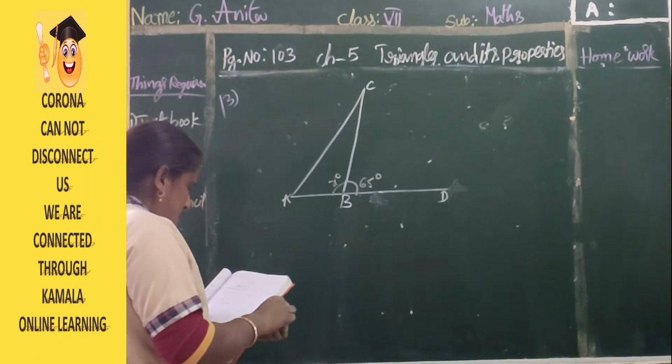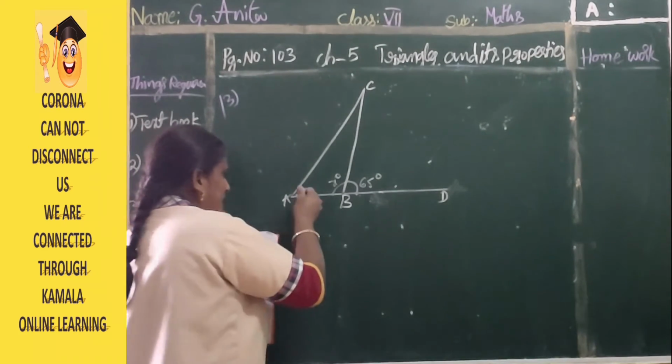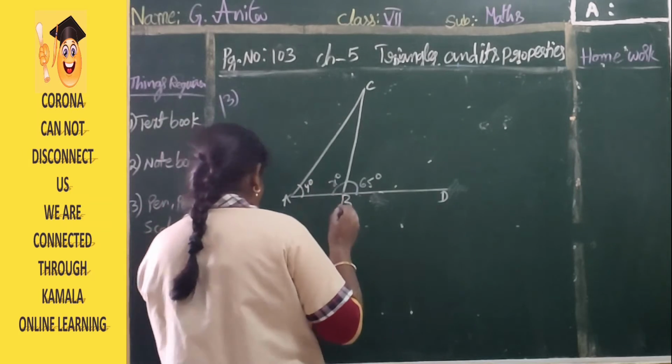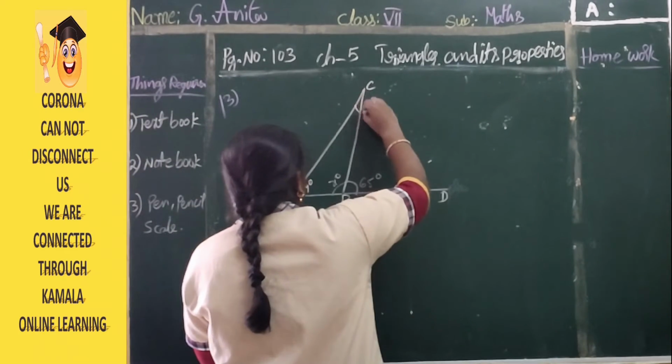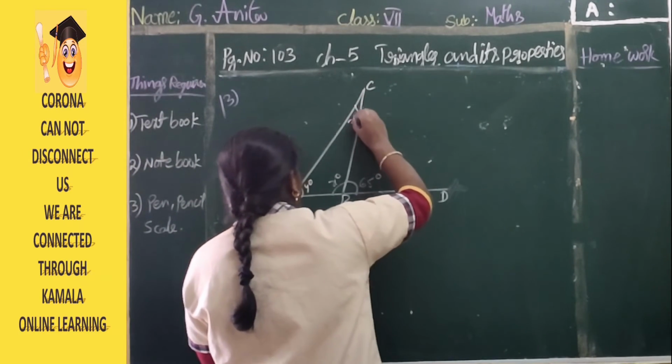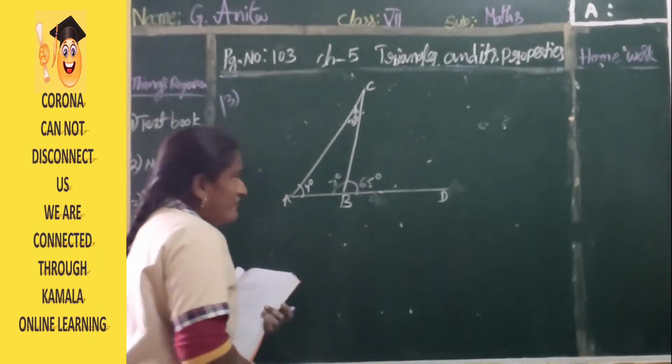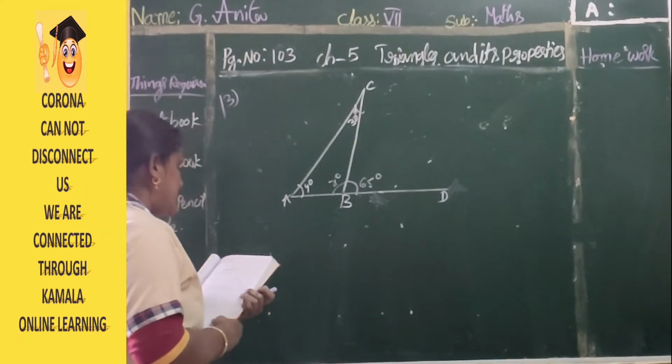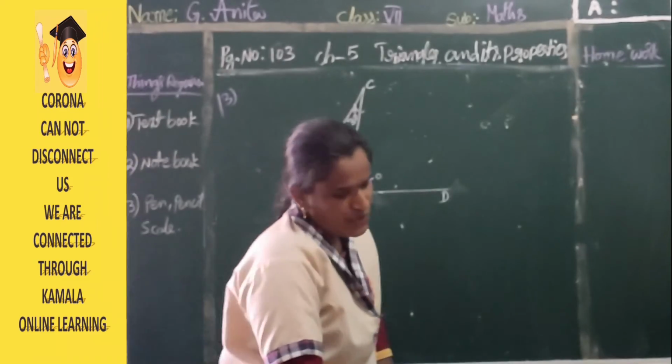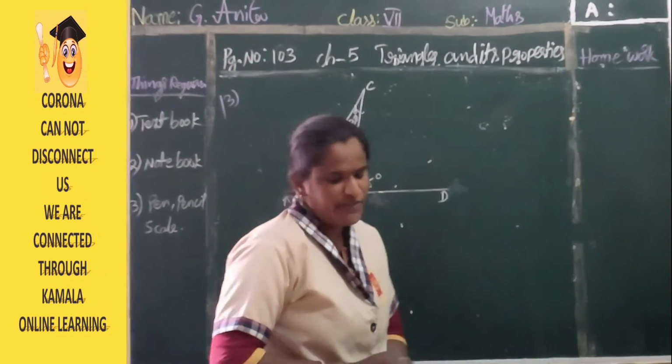Next, same like that only. Here Y degrees at A is given, and at C, 30 degrees is given. We need to find the X and Y values here. How can you find the X and Y values, tell me?